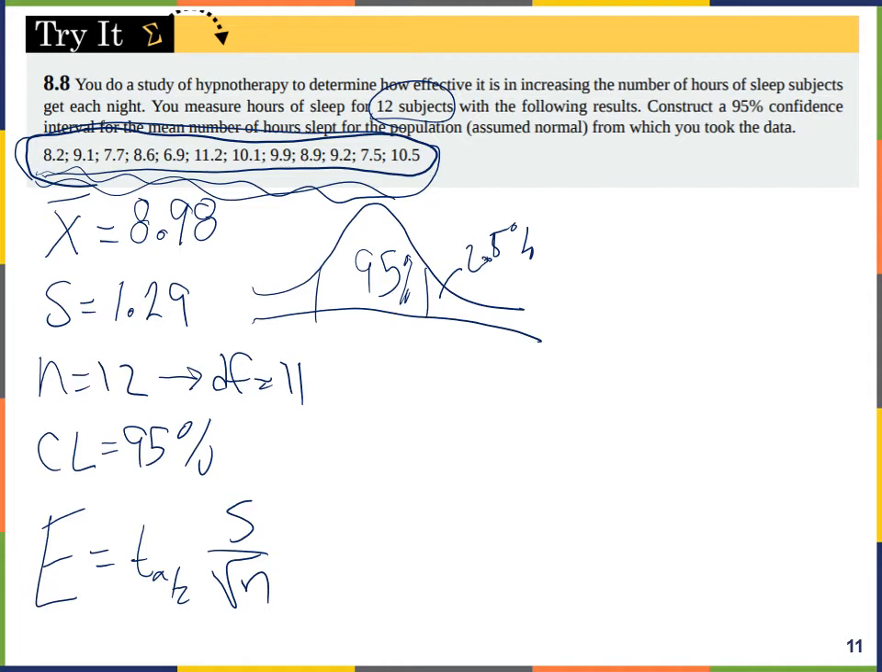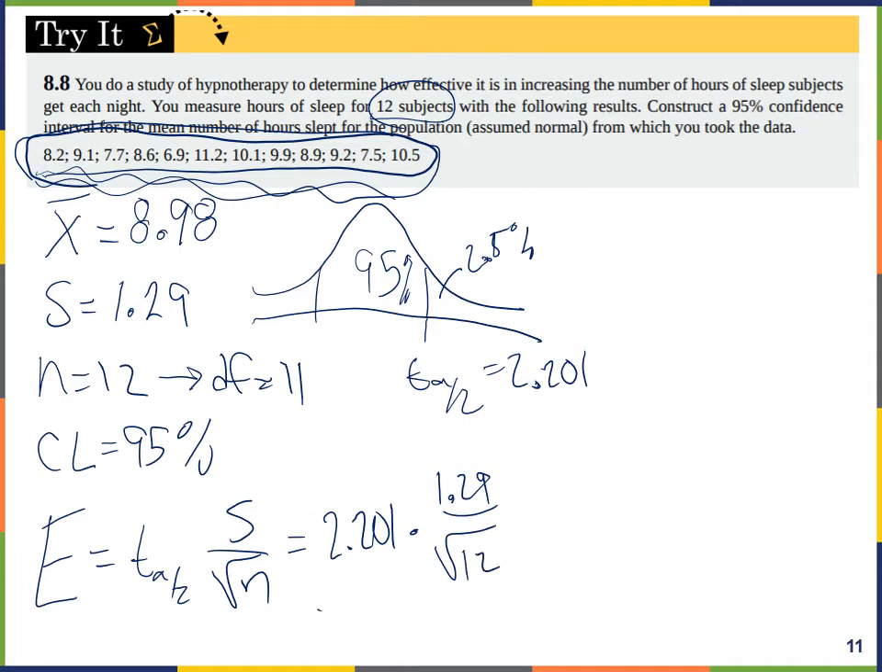Then we'll say our degrees of freedom is 11. Go down to 11, read it over, and our t alpha half will be 2.201. Okay? So now we have everything we need here. We have our means of finding the error, so 2.201 times s, which is 1.29 over the square root of 12. So that'll calculate our error.